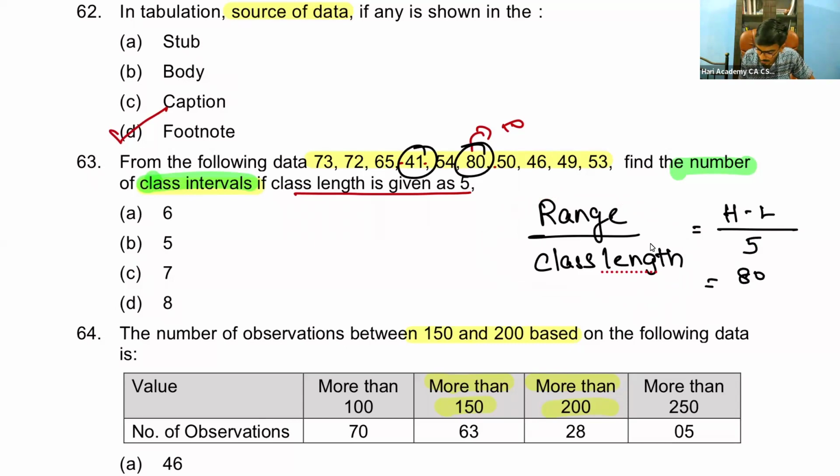So it will be 80 minus 41 divided by 5. Take a calculator and do 80 minus 41 divided by 5. It will come to 7.8. The class interval should not be in decimal. It should be a higher approximate value. So my approximate value is 8. My answer is option D.